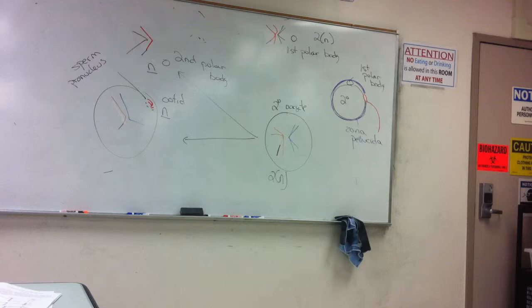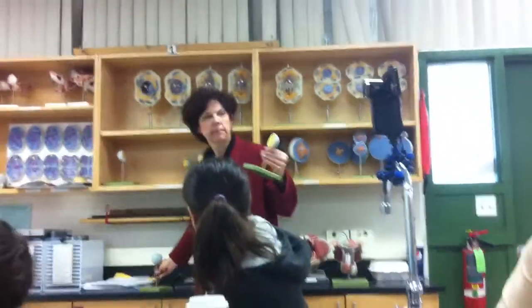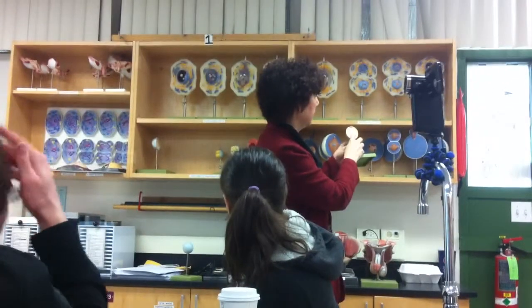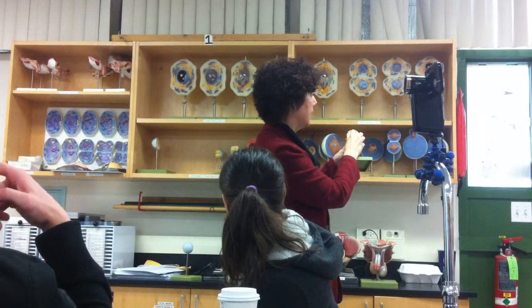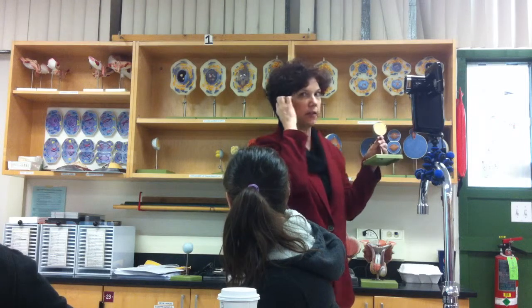So that's starting to happen in these models. So this model, well, actually this is a better one over here. This model doesn't show the first polar body, but shows the sperm binding to it. And in this model, here's the sperm material, here's the egg nucleus, and the second polar body, but not the first.